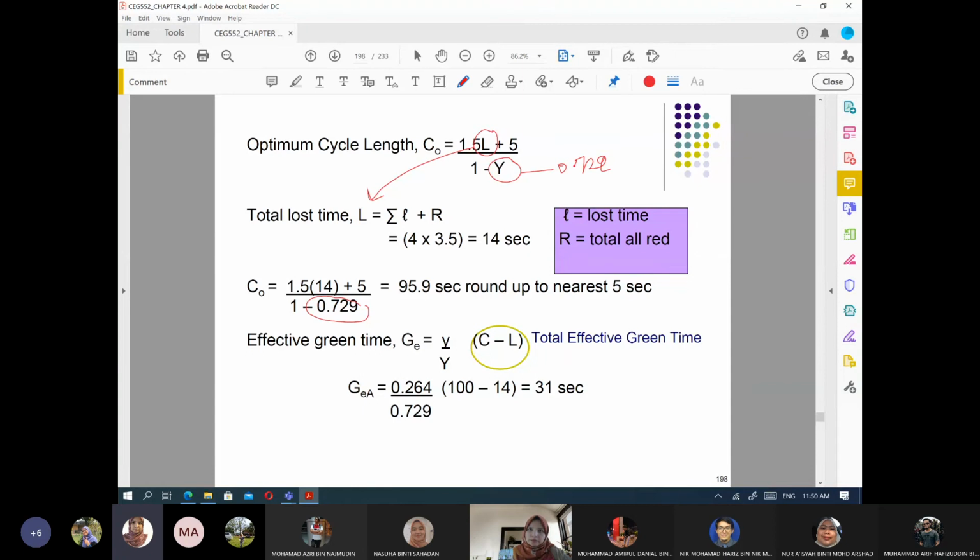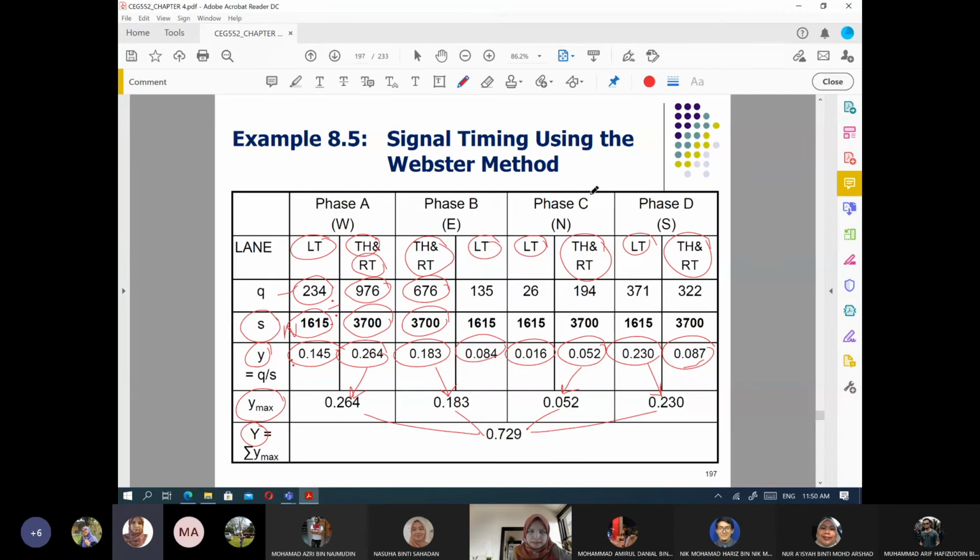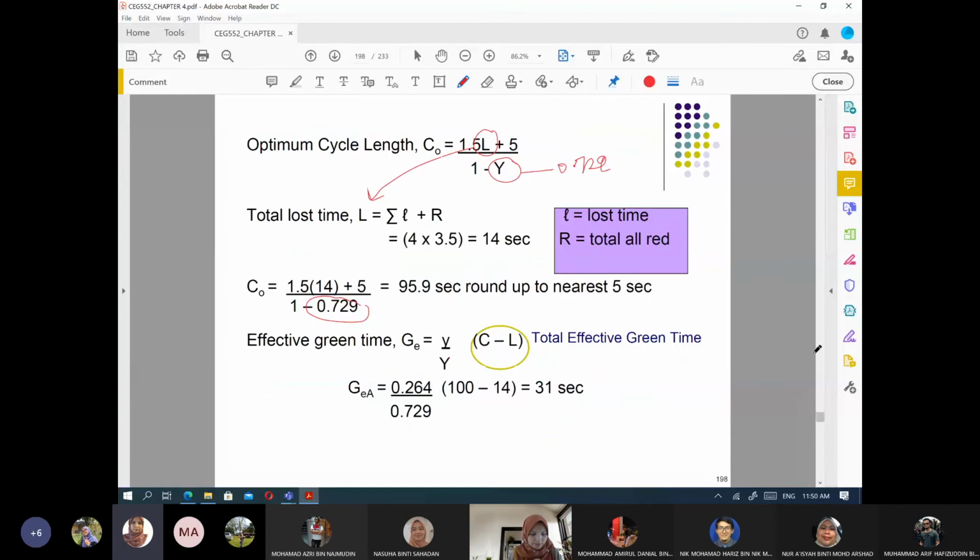L is the summation of total lost time plus R. Total lost time plus R. All red time. For this question, dia tak ada all red time. Dia tak bagi provision for the whole lane to clear up. No, dia tak bagi. So tak ada value capital R, yang jadi kosong lah.